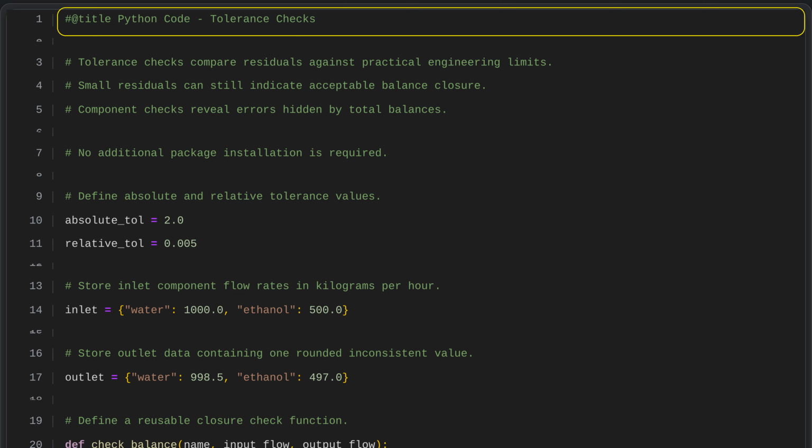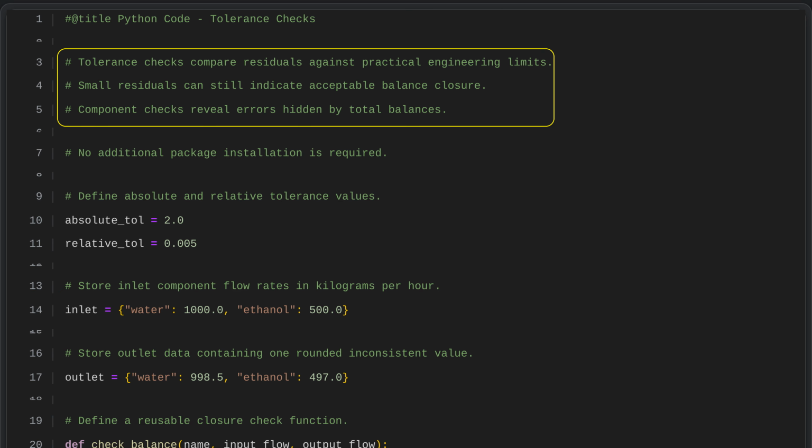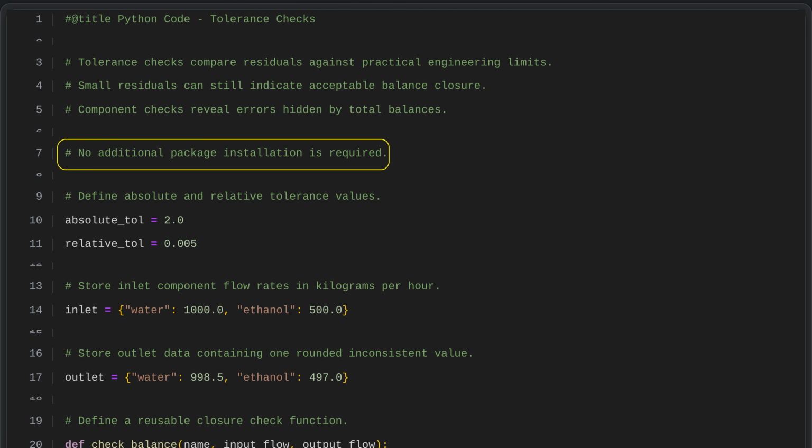Python code. Tolerance checks. Tolerance checks judge residuals against realistic engineering limits, so small residuals may still mean the balance is acceptable. Checking individual components is also important because total balances can hide errors. This line tells the user that the script needs no extra packages. It runs using only Python's built-in features, so no additional setup or dependency management is required.